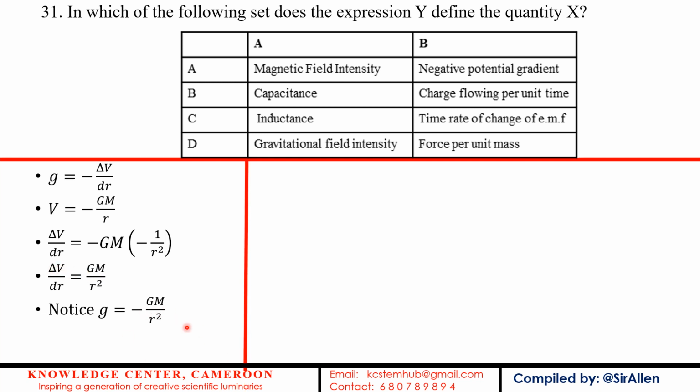Can you see that? So we can come over here. That tells you that gravitational field intensity at a particular point is negative potential gradient. Okay, this is what this tells you.